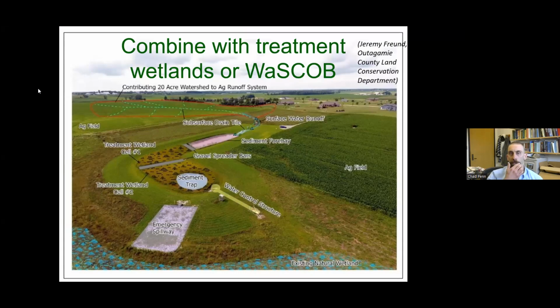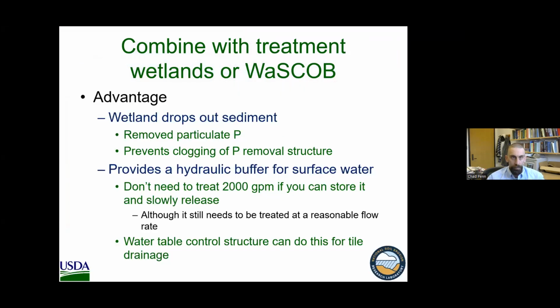I mentioned before, you can combine these Pmobile structures with wetlands or wascobs, basically anywhere you impound water and then slowly release it. If it has high dissolved phosphorus, you can tack on to the end of it. It's pretty easy to plumb through a Pmobile structure of some sort. The advantage of this is that having some sort of impoundment or a wetland, it drops out the sediment. So it removes the particulate P and it prevents clogging in the Pmobile structure. You don't want a lot of sediment going into a Pmobile structure.